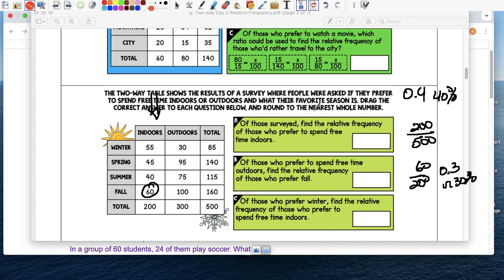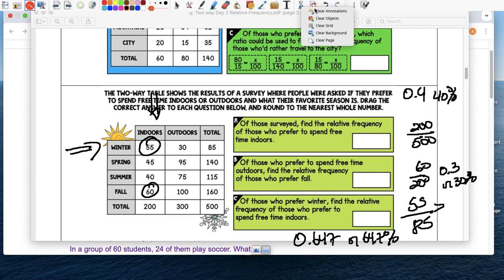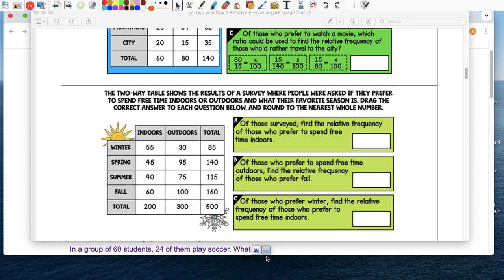And then we have those who prefer winter, and you should be looking at this column right here. Find the total, 85. The relative frequency of those who prefer to spend free time indoors would be 55. And how do we express that? 55 out of 85. Change that to a decimal and change that to a percent. We get 0.647 or 64.7%. So that's relative frequency. I remember it's like probability when we did it last year, right?